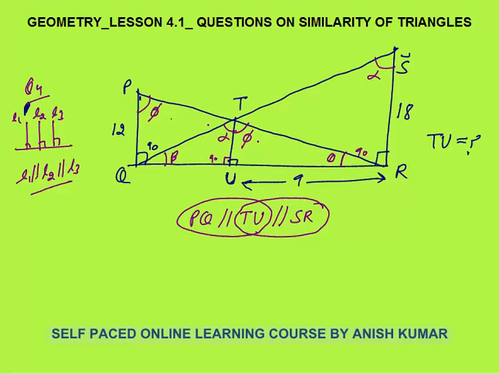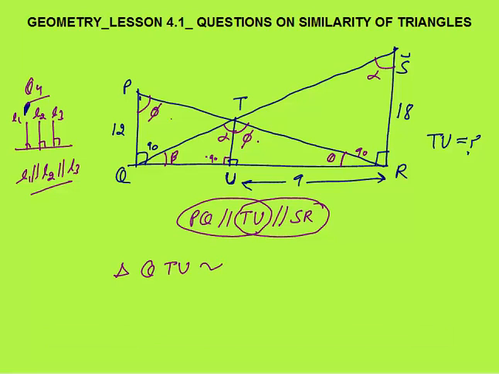Now you have to see which two triangles are similar. Can I say that triangle QTU is similar to triangle QSR? The angle series is beta, alpha and 90 for both. You don't need to write the angles above this. When I say QTU, the angle series is beta, alpha and 90, and the same angle series beta, alpha and 90 for QSR.